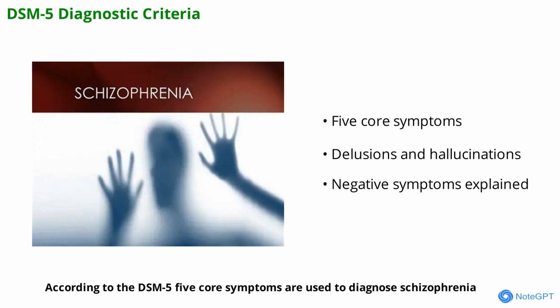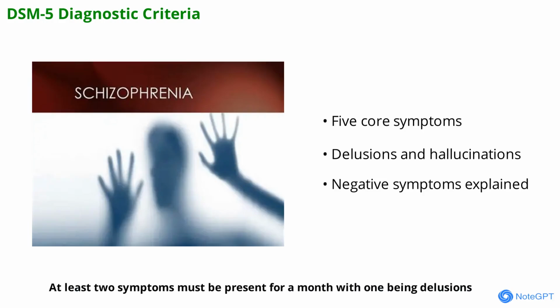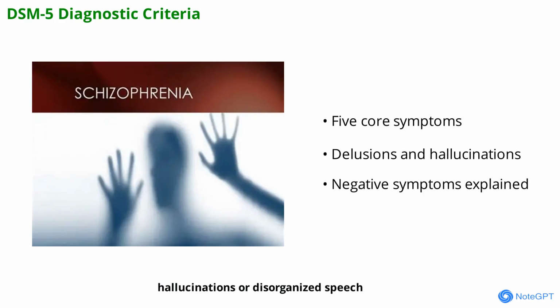According to the DSM-5, five core symptoms are used to diagnose schizophrenia: delusions, hallucinations, disorganized speech, abnormal motor behavior including catatonia, and negative symptoms. Delusions are fixed false beliefs, while hallucinations involve exaggerated perceptions, often auditory. Disorganized speech can manifest as loose associations, tangential responses, or even incomprehensible word salad. Negative symptoms include social withdrawal, poor hygiene, and diminished emotional expression. At least two symptoms must be present for a month, with one being delusions, hallucinations, or disorganized speech, and continuous disturbance for at least 6 months.